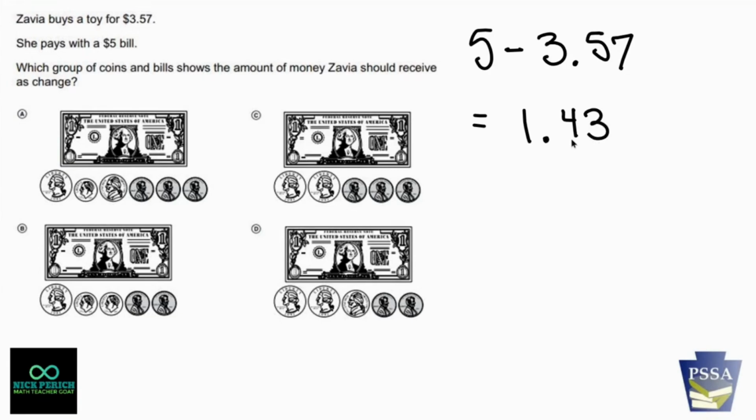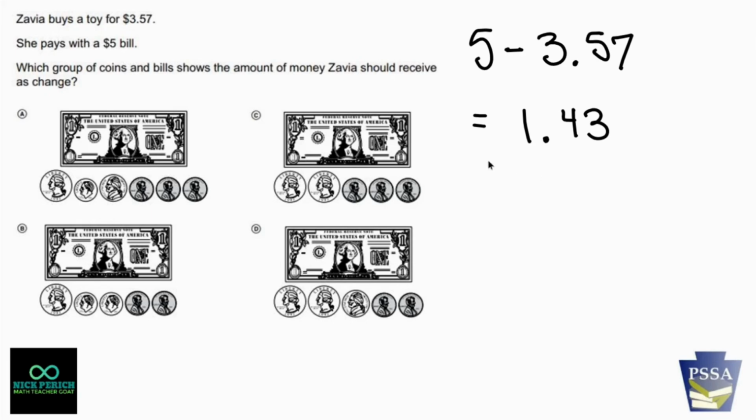When you do that, you get $1.43. So what we're looking at here is which of these is going to give us the correct amount. Well, first off, I need a dollar bill. Okay, so A, B, C, and D each have a dollar bill.